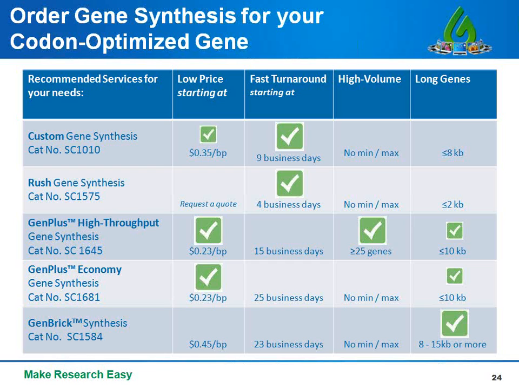So we offer a number of different gene synthesis services depending on your project's budget and timeline. Most people choose our standard custom gene synthesis, which has a starting list price of 35 cents a base pair and 9 business day turnaround time, so you can get your Codon-Optimized gene in about 2 weeks. If you need your gene faster, our rush service can get it to you in as few as 4 business days.